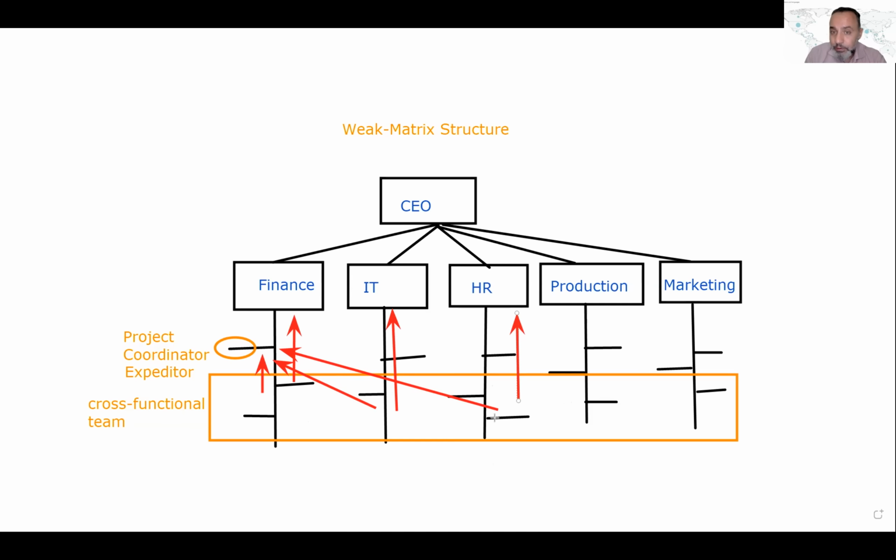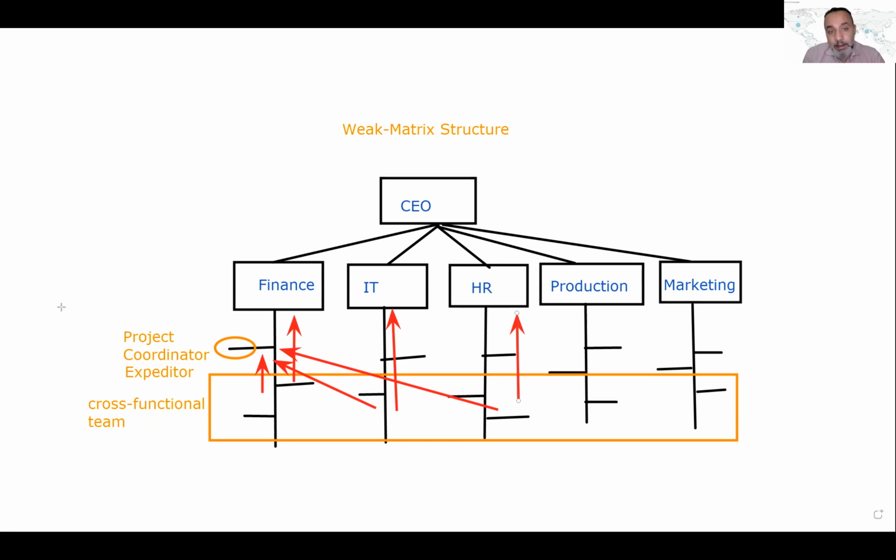People here are reporting vertically to their functional managers and horizontally to the person who is assigned as a project coordinator, right? So now we have this matrix, and that's why we call the structure a weak matrix. It's a matrix, but it is weak because the person assigned to coordinate the project is not given a high level of authority. He's just coordinating or expediting the project tasks.